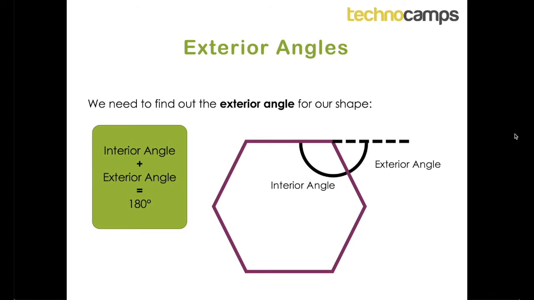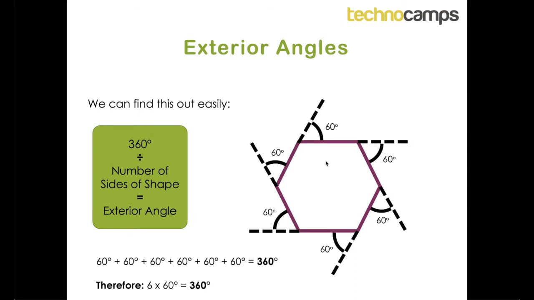And if we look at the shape as a whole, when it comes to regular polygons, if you add up every single exterior angle, you get 360 degrees. That's what that adds up to. So, using that, we can work out the exterior angle of a shape by doing 360 degrees divided by the number of sides of the shape, and that gives us the exterior angle.